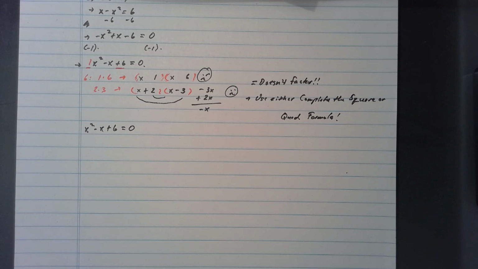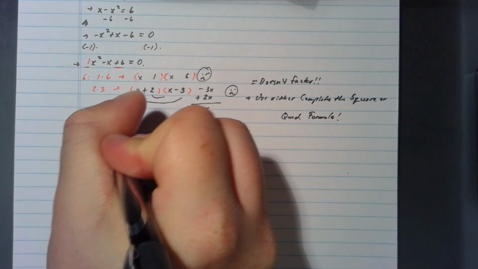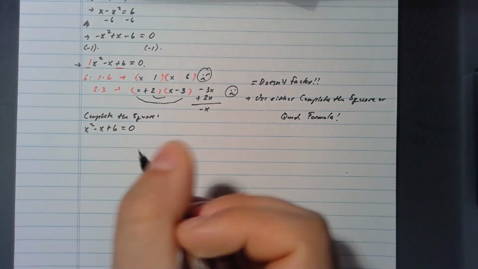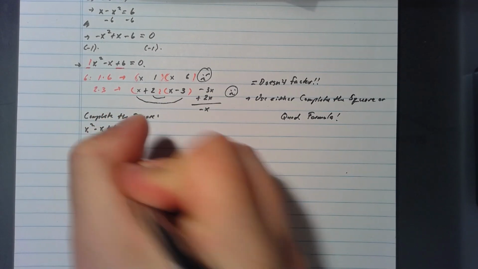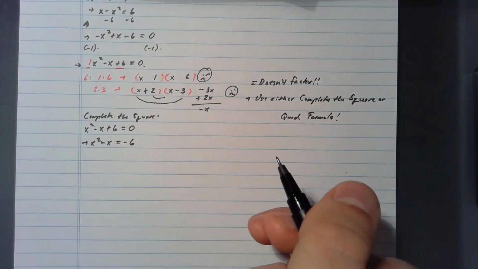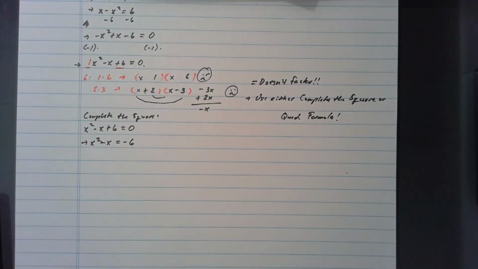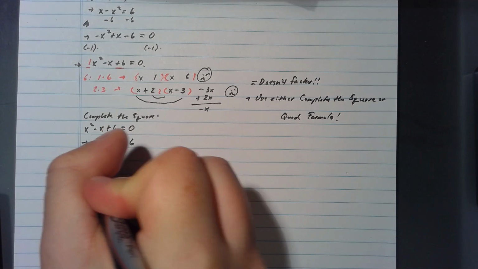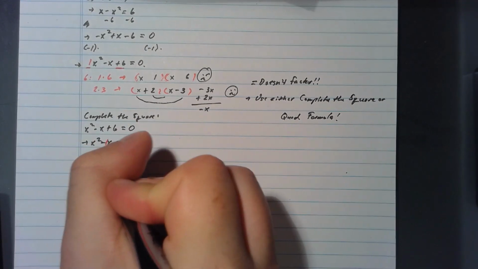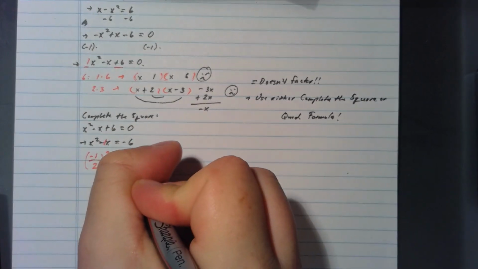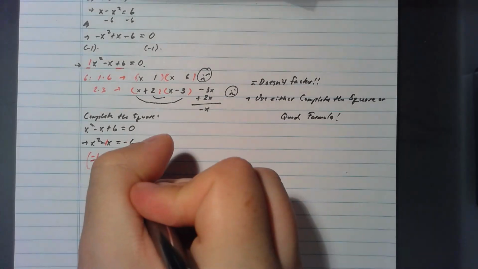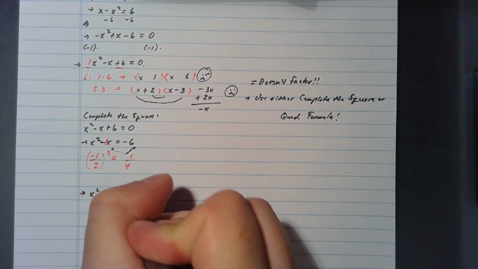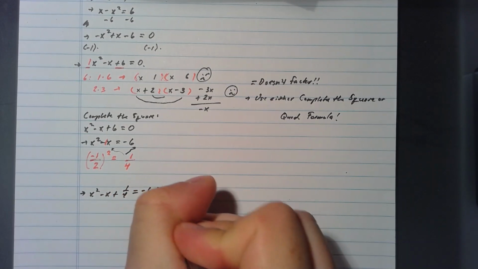So if I do completing the square, I'm going to bring the c term over, right? So I have x squared minus x equals negative 6. Now I do completing the square, right? So I identify my b coefficient, which here is negative 1. So I'm going to take negative 1, divide it by 2, and square it. So that gives me 1/4. I'm going to add it to both sides of my equation. So I have x squared minus x plus 1/4 equals negative 6 plus 1/4.